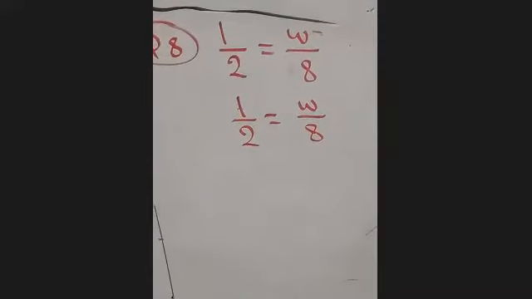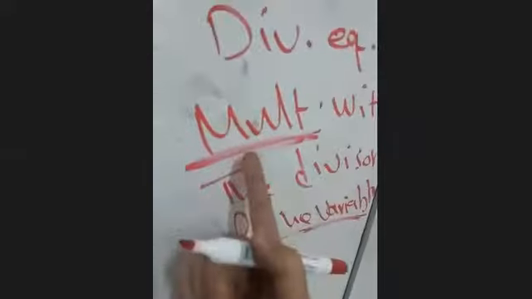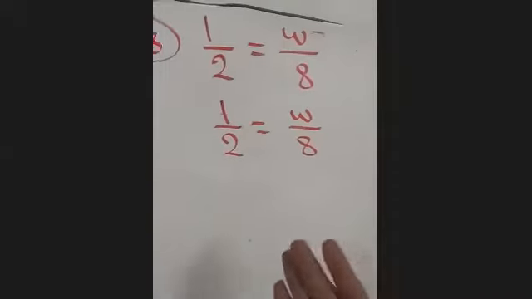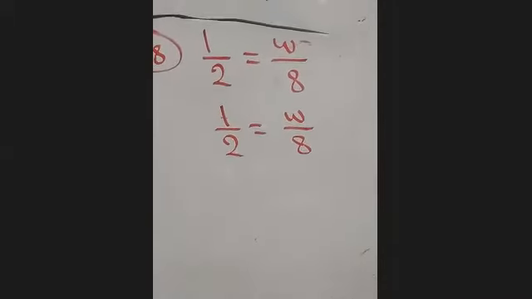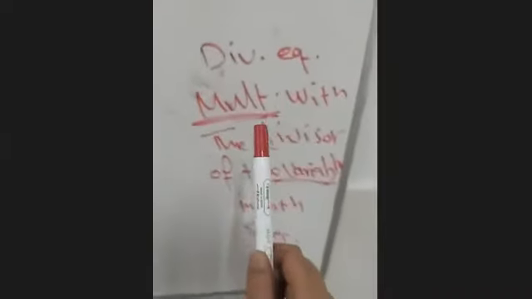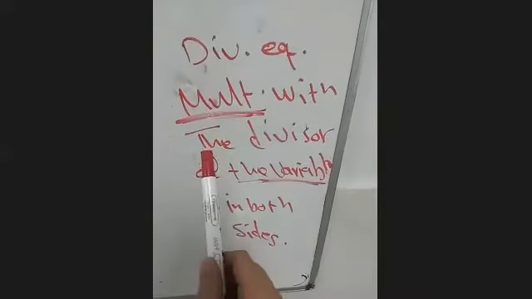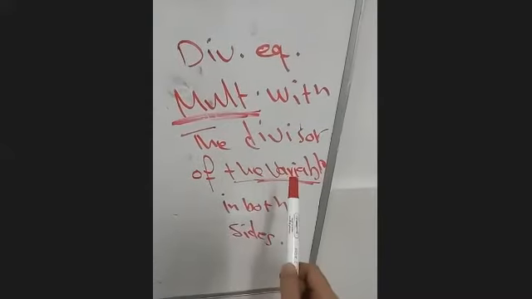So what do we do? Not write 8. We will multiply. We will multiply 1 over 2 by 8. Multiply with the divisor of the variable in both sides.